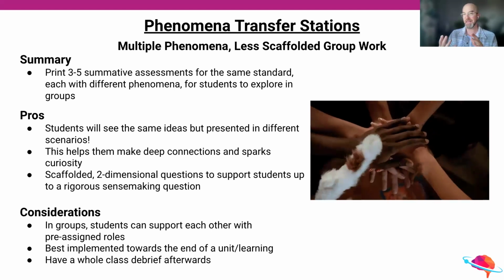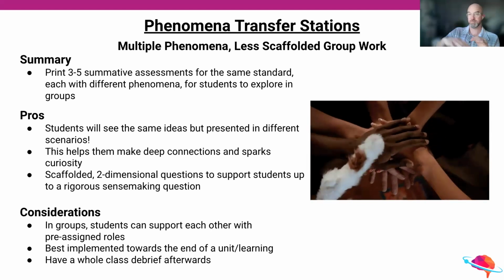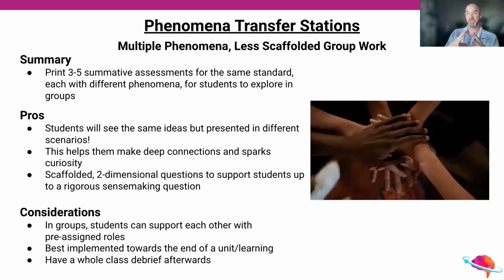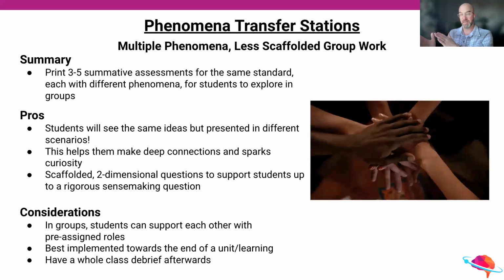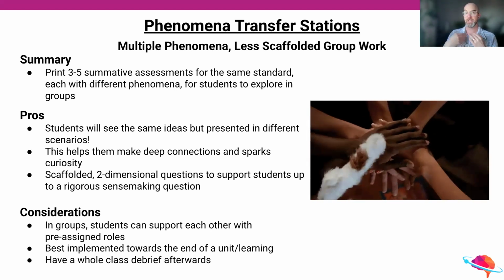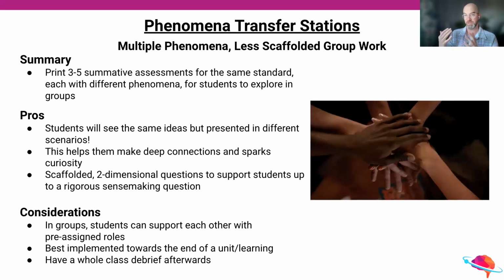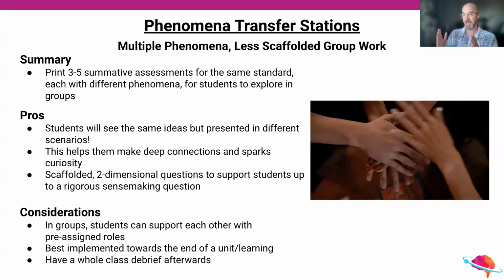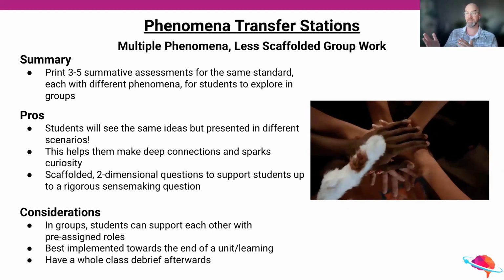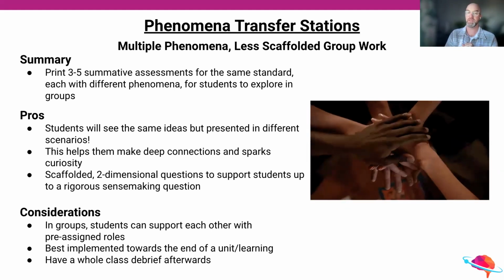And probably have a whole class debrief afterwards. So before we say break, we'll come together and have a little conversation about what we saw in each of those things. And I think the noticings and wonderings and the connections that students are making and articulating verbally to each other is going to be a powerful part of this structure, because you're going to now look at, it's not scary to see new phenomena. If you get the basic idea, you can apply it over and over and over again to several different things.